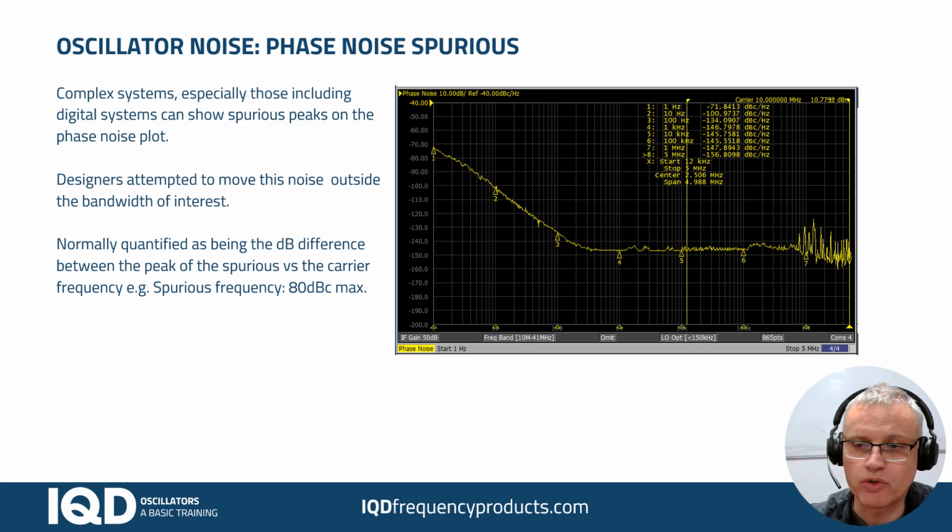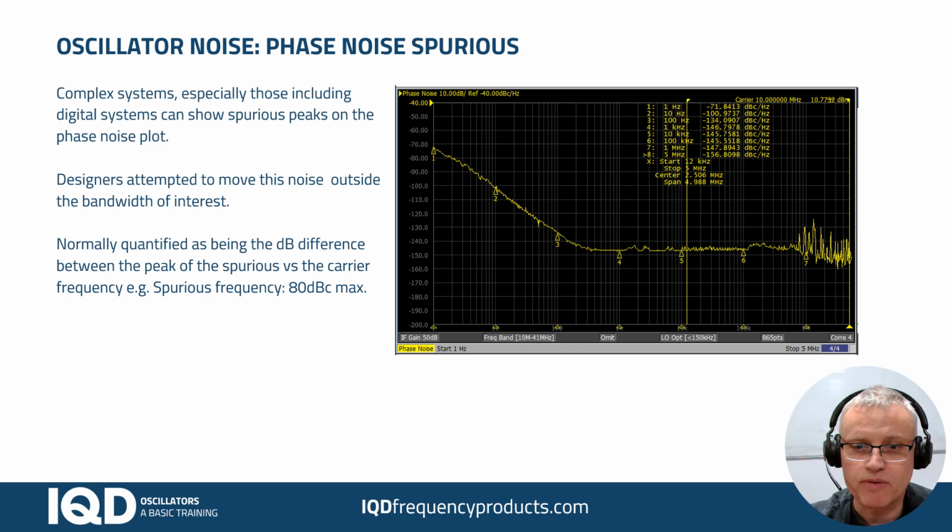All very useful stuff, but that digital switching noise does create a little bit of spikes on the phase noise plot. There are things we can do to try and move that away. So what we try and do as a design team is shift that to be outside the bandwidth for the phase jitter that we talked about before. And we can do that by slowing down the clock speed or putting in filters at specific areas.